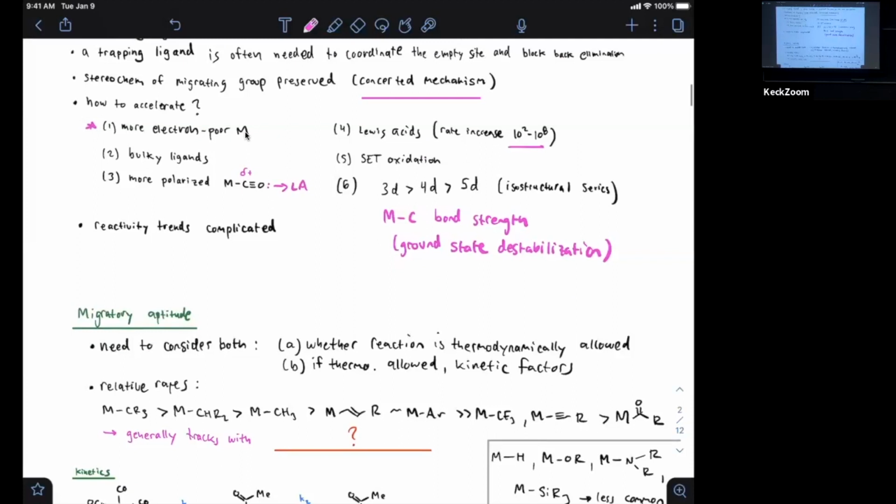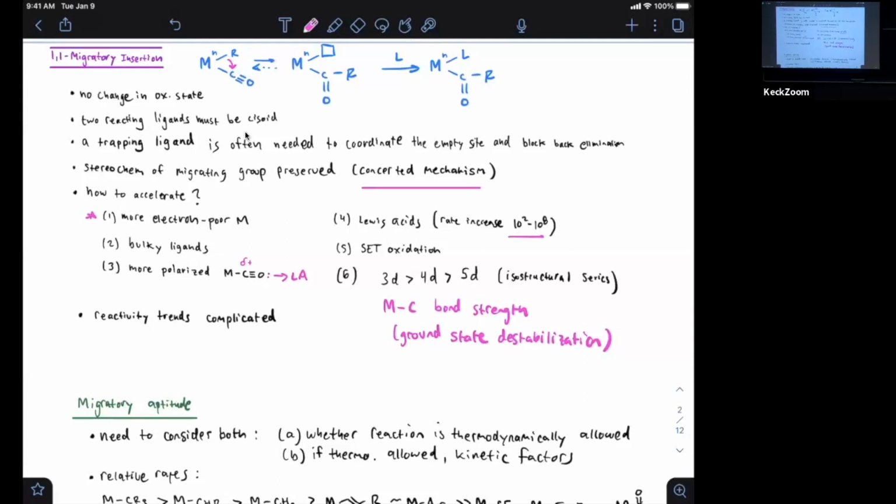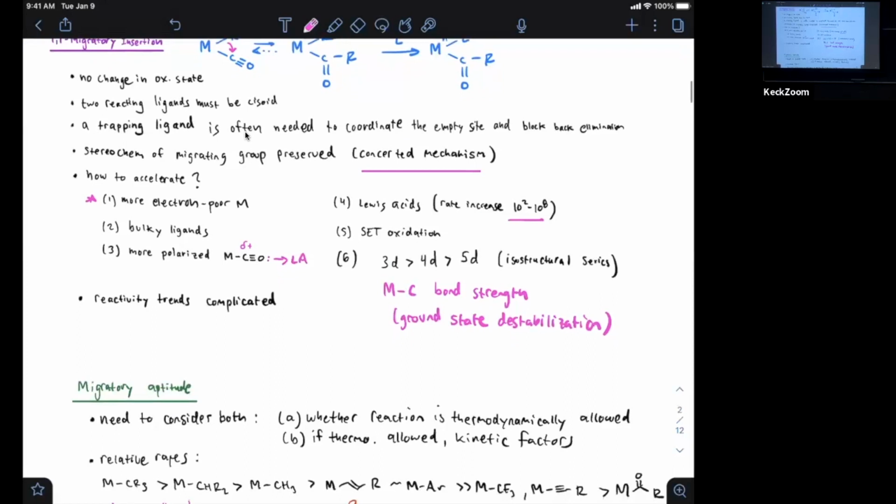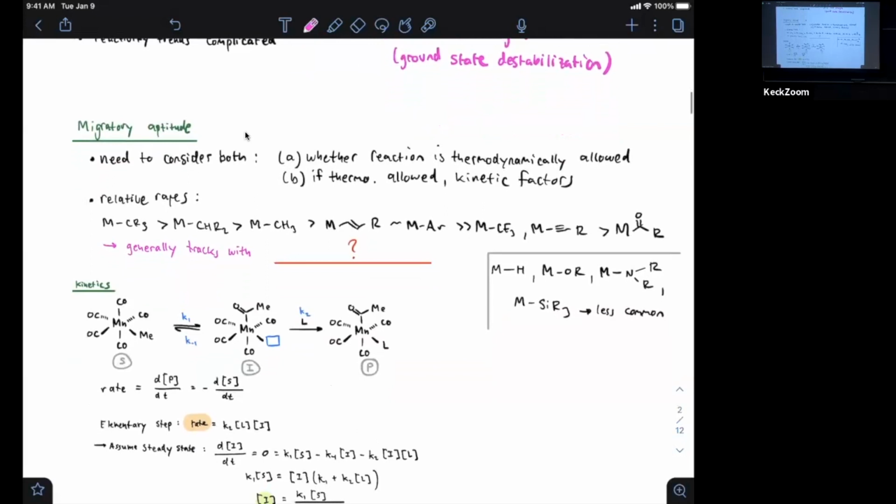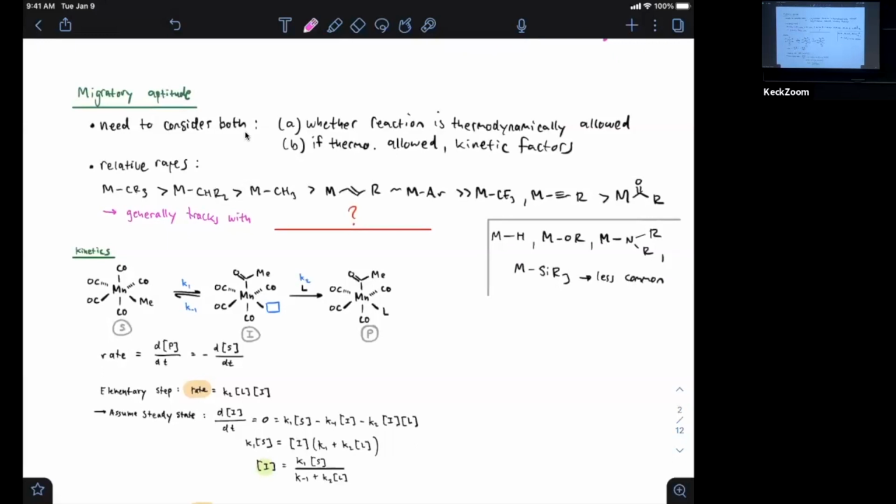The overall reactivity trends here, I will say, are complicated. I'll try to unpack this as best I can, but the fact of the matter is that if you're looking at a series, the relative rates are going to depend on all the things that you would expect: the metal, the ligand, the oxidation state of the metal, and the migrating group, et cetera. So let's now try to unpack this. Let's introduce a concept called migratory aptitude, which, if you're familiar with 1,2 cationic rearrangements, is a similar kind of principle: just a measure of how likely something is to migrate in this particular mechanistic paradigm of 1-1 migratory insertion.